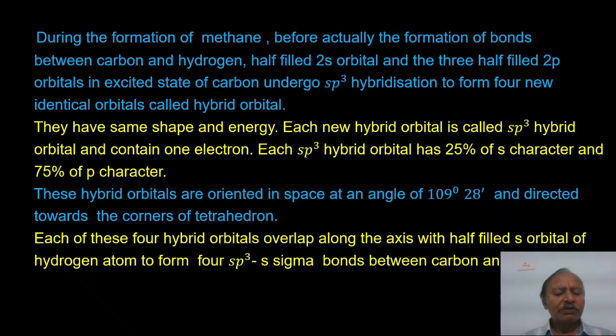Each of these 4 hybrid orbitals overlaps along the axis with the half-filled s orbital of a hydrogen atom, and that forms the 4 sp3-s sigma bonds. So the bond is sp3-s, that means the sp3 hybrid orbital of the carbon atom and the s orbital of the hydrogen atom. In this way 4 bonds are formed in methane, each between carbon and hydrogen, and all of them are sigma bonds because overlapping is taking place along the axis.